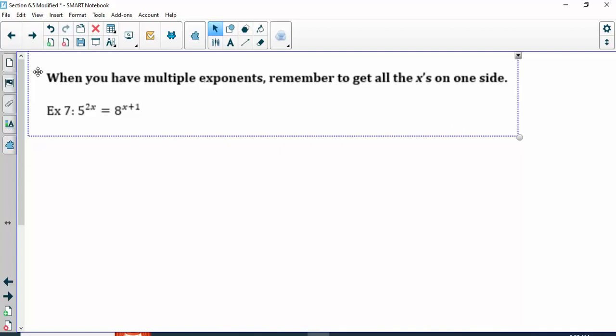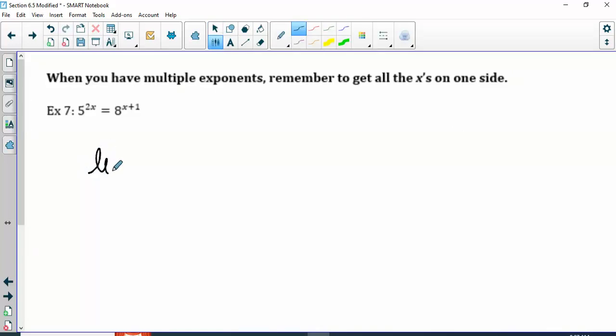So, showing all of your work is going to be really important on this one because it will have a few more steps involved. When we add our log to each side, we have log of 5 to the 2x plus log of 8 to the x plus 1.